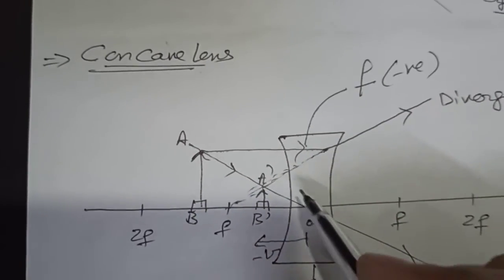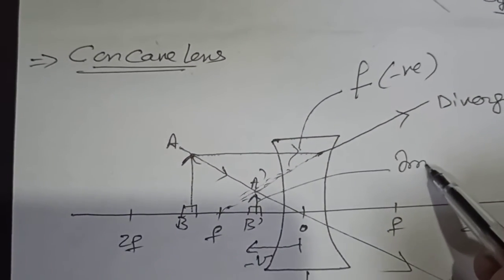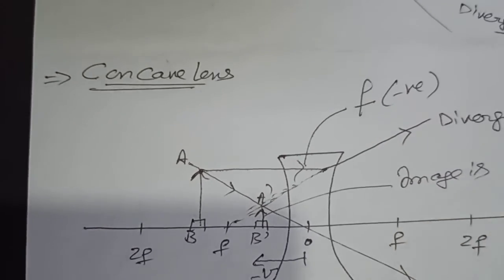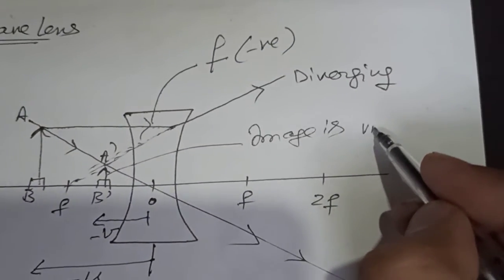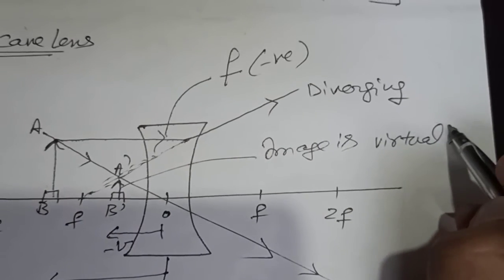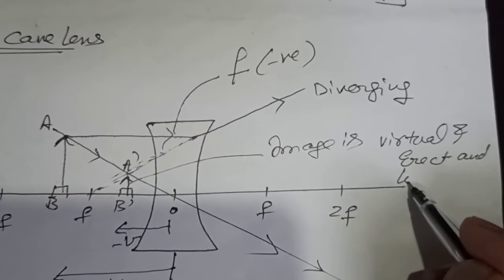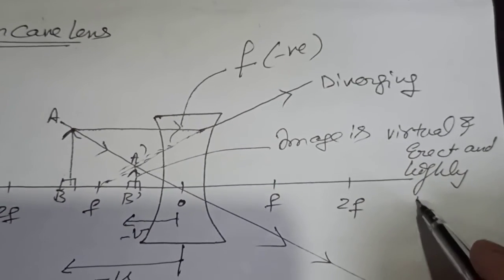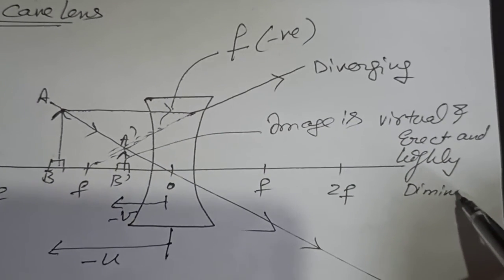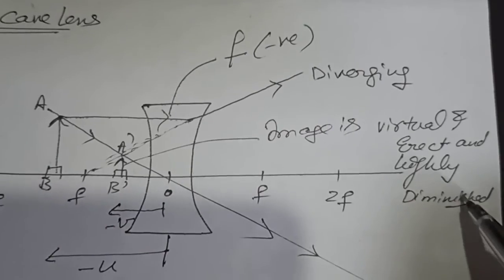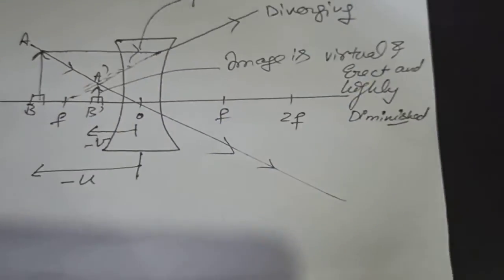So here the image is virtual and erect and highly diminished. Virtual, erect and highly diminished.